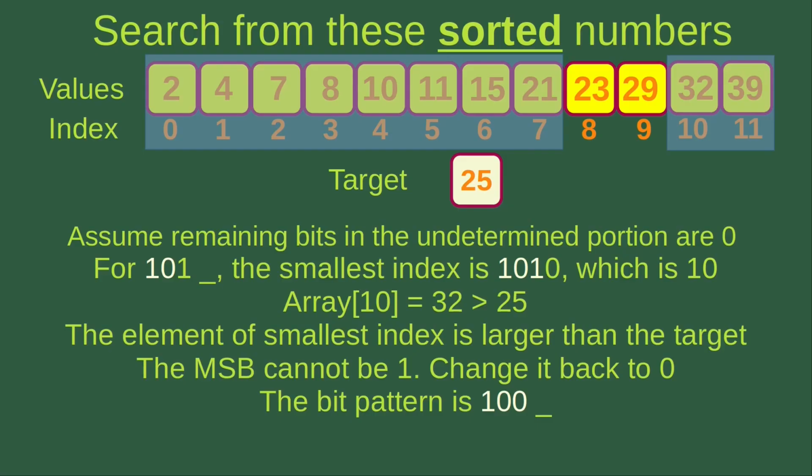Assume that the remaining bits in the undetermined portion are all zeros. For 101 and an extra undetermined bit, the smallest index is 1010, which means 10 in decimal number. Index 10 in the array corresponds to 32, which is actually larger than our target of 25. The element of the smallest index is actually larger than the target. The most significant bit cannot be 1. We have to change it back to 0. So the third bit would be 0, and we have the bit pattern as 100 followed by 1 more undetermined bit.